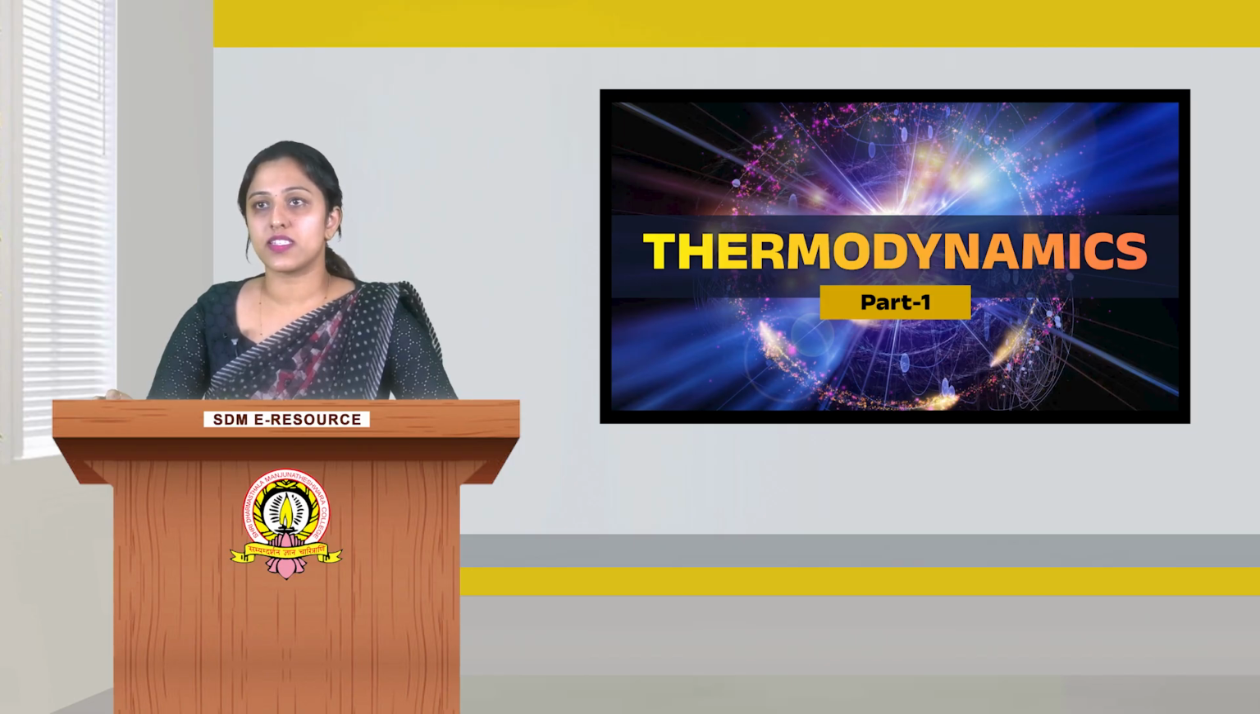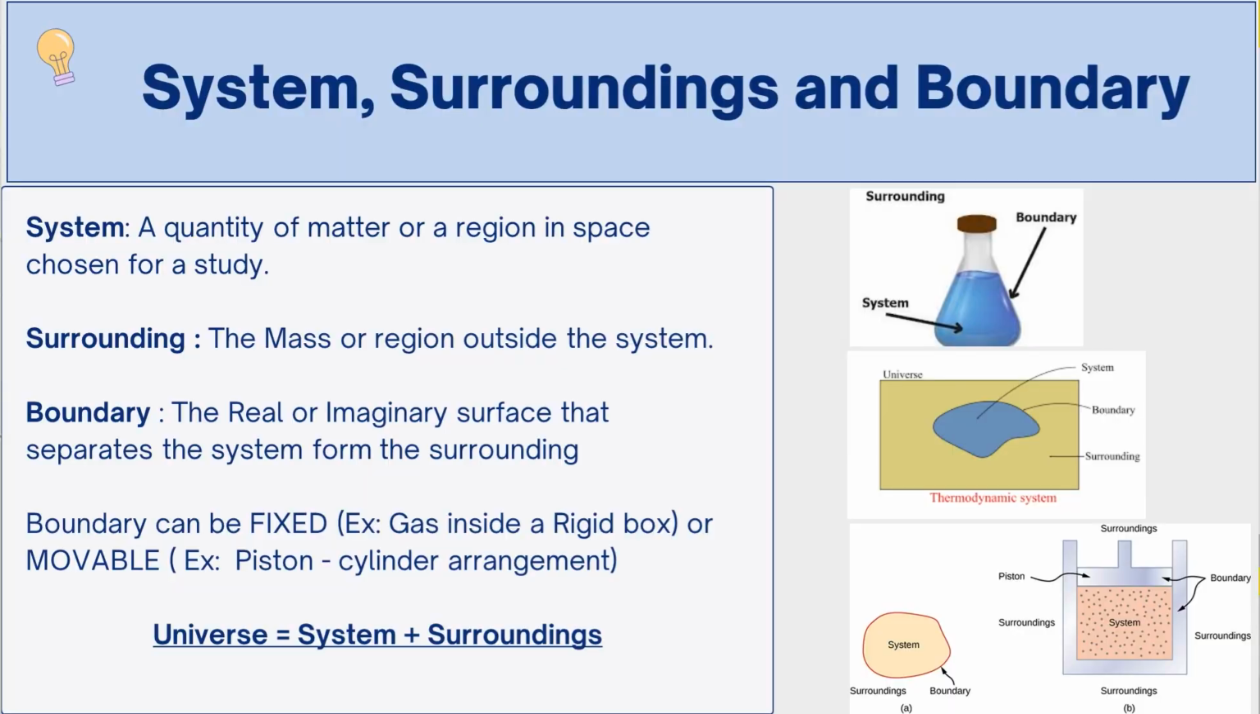So let us discuss what is system, surroundings and boundary. A quantity of matter or a region in space which is chosen for a study is called a system. The mass or region outside the system is called the surrounding. The real or imaginary surface that separates the system from the surrounding is called the boundary. In the diagram we can see a beaker filled with a liquid, where the liquid is considered as the system, the beaker can be considered as the boundary, and everything outside the beaker is the surrounding. The system and surroundings together are called the universe.